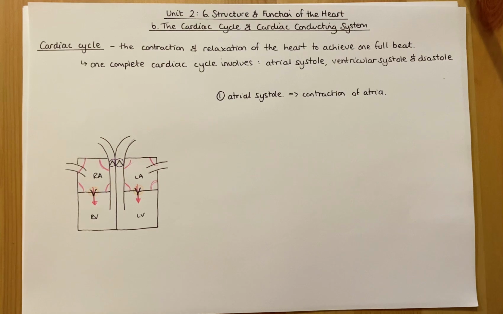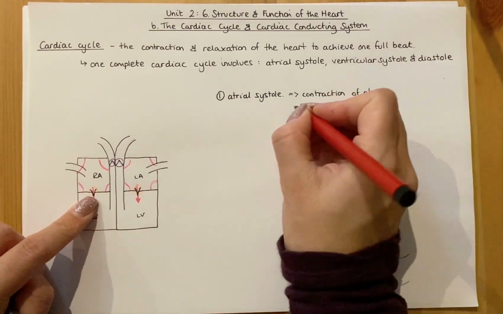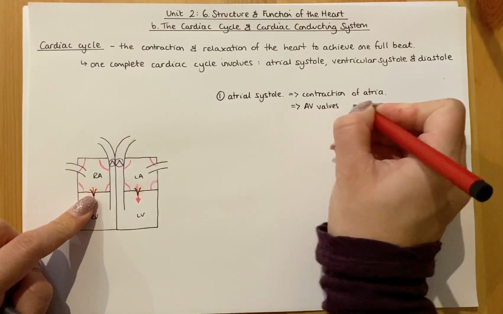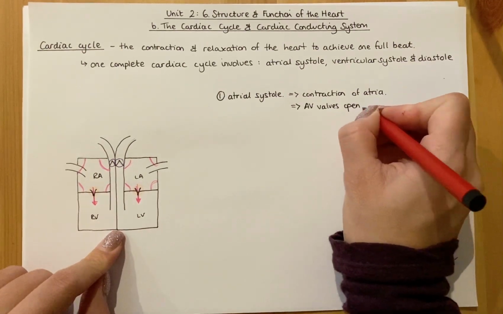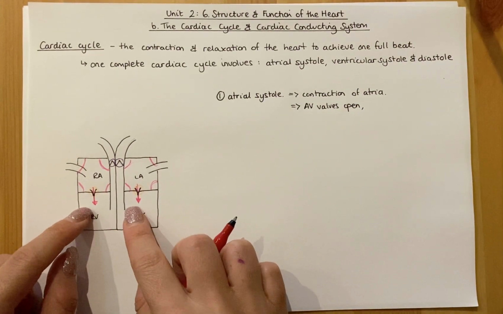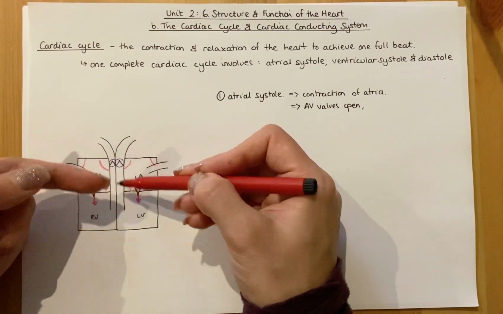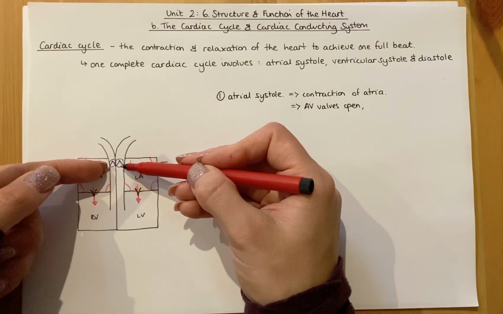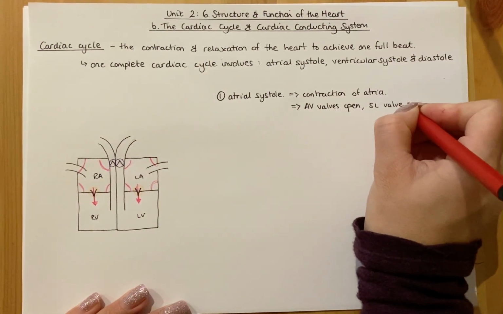When that happens, you need to be able to describe which valves open and which valves shut. These valves here are the AV valves. So during atrial systole, the AV valves would open to allow blood to move from the atria down into the ventricles on each side. Because the AV valves open and allow blood to come down here, what you don't want is blood coming from these arteries and flowing back down. So these valves, the semilunar valves, would have to close and stay closed. So the SL valves would close.